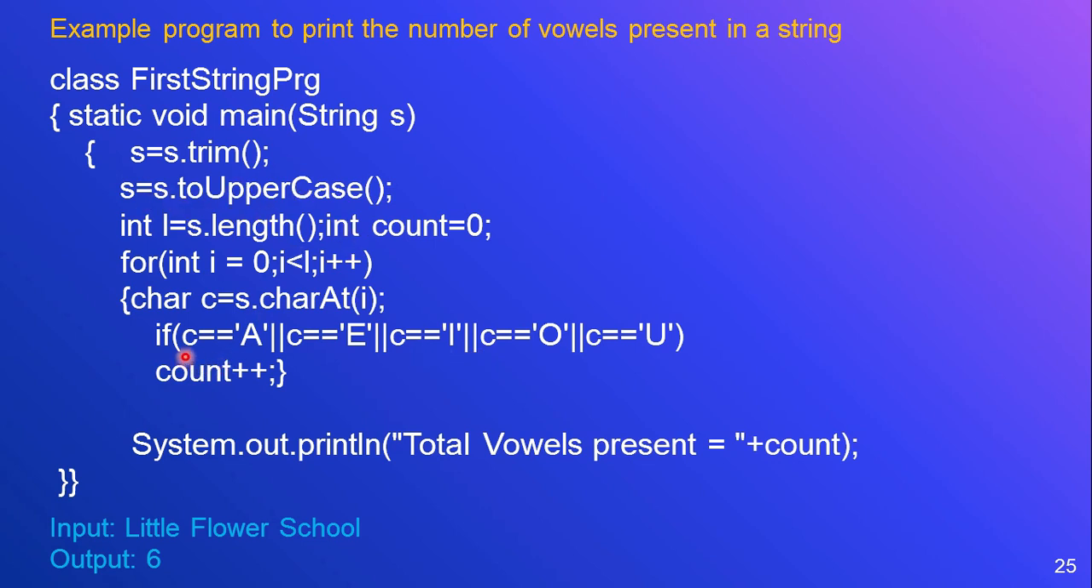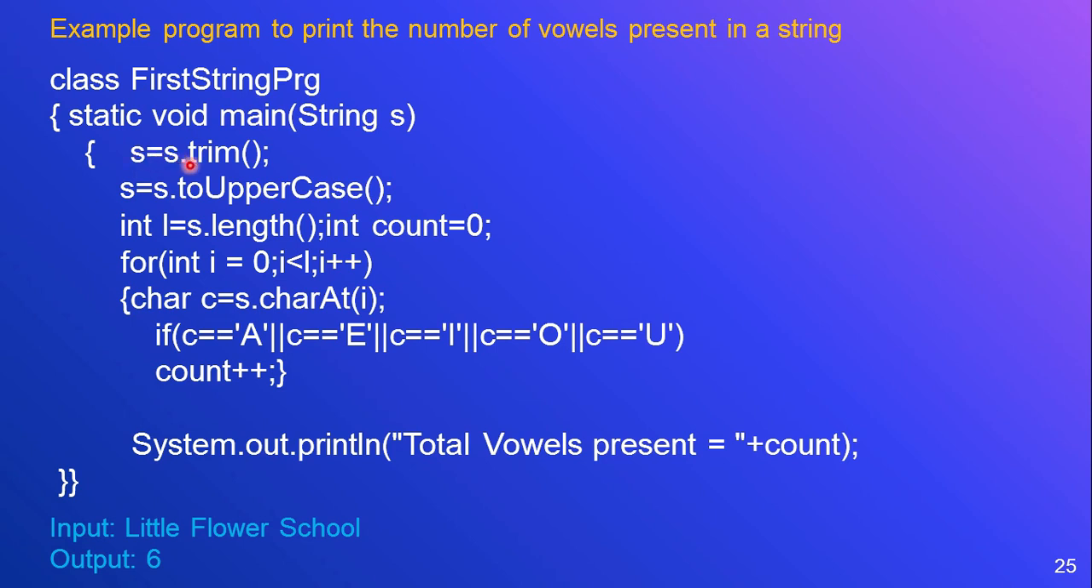I am checking whether the extracted character belongs to these characters. If it is so, I will increase a counter over here. This is the count variable, its value will be increased. Let us consider an example, number. Imagine your string is number. Let us start with the number.